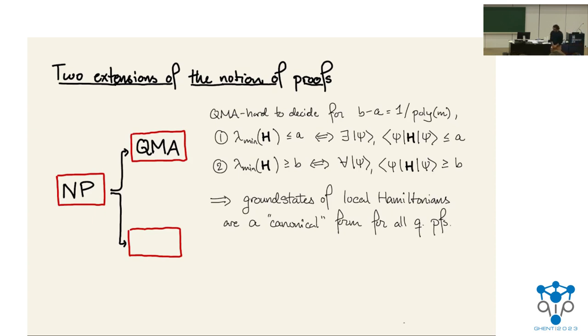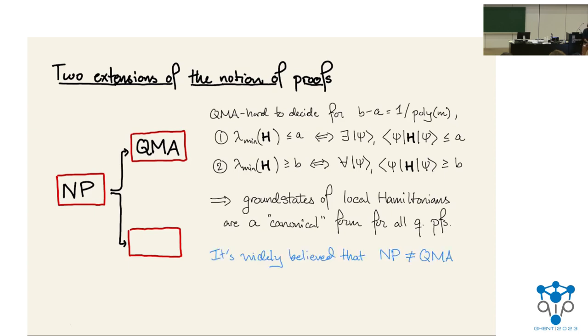When we looked at NP, we said that all your proofs should morally just look at constraint satisfaction problems, and therefore solutions to CSPs are a canonical notion of proofs. What this says is that the same kind of holds for the quantum setting: canonically, the ground states of a local Hamiltonian are general enough for all notions of quantum proofs.